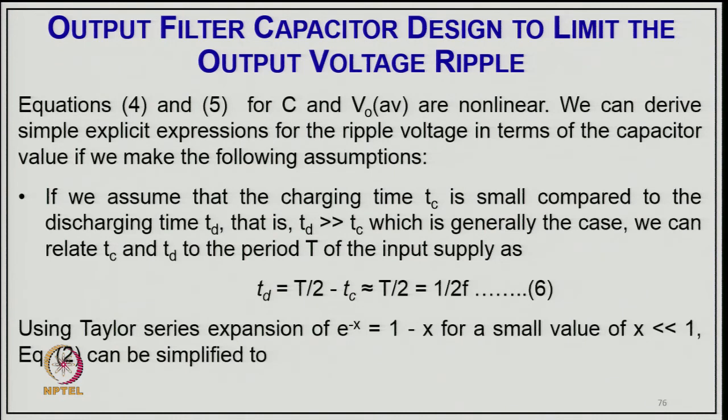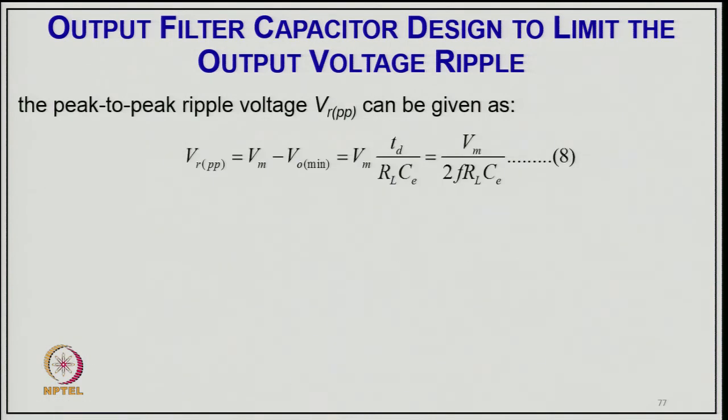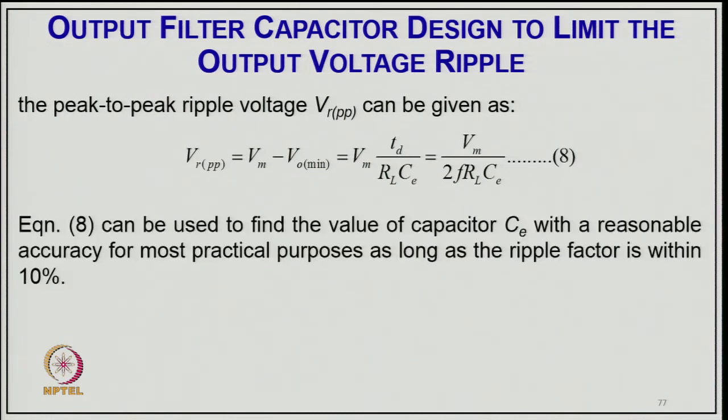and using a Taylor series expansion of e to the power minus x equal to 1 minus x with the approximation for a small value of x less than 1, this equation can be simplified: V_O minimum equal to V_m e to the power minus T_d upon R_L C equal to V_m in bracket 1 minus T_d upon R_L into C, and the peak to peak ripple voltage V_r can be written here: V_r equal to V_m minus V_O minimum or equal to V_m T_d upon R_L C equal to V_m upon 2f R_L C.